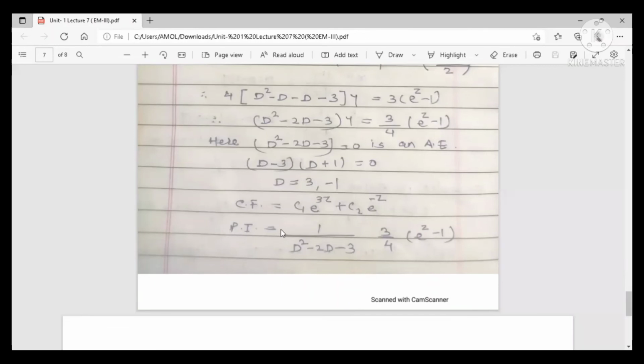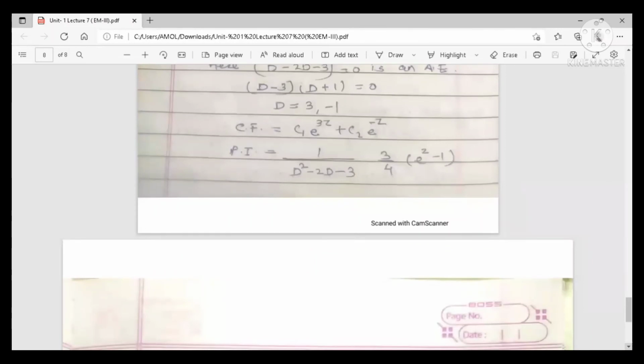The particular integral is 1 upon d square minus 2d minus 3 into 3 by 4 into e raised to z minus 1. That is 1 upon phi of d into f of z. 1 upon phi of d is this d square minus 2d minus 3, and your function f of z is 3 by 4 into e raised to z minus 1. Now solve this PI. We find the PI.